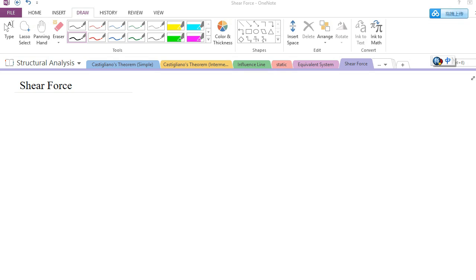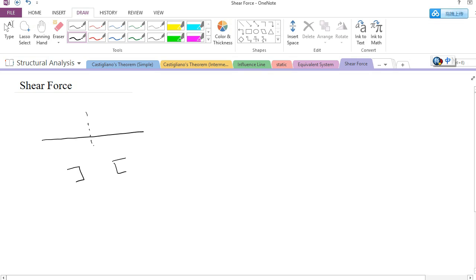Alright, I will talk about the rules. Of course, in a beam, if you cut at an arbitrary point, you will find that at this point there is axial force, shear force, and bending moment. I will talk about how to draw axial force and bending moment in later videos, but I will start with shear force first.